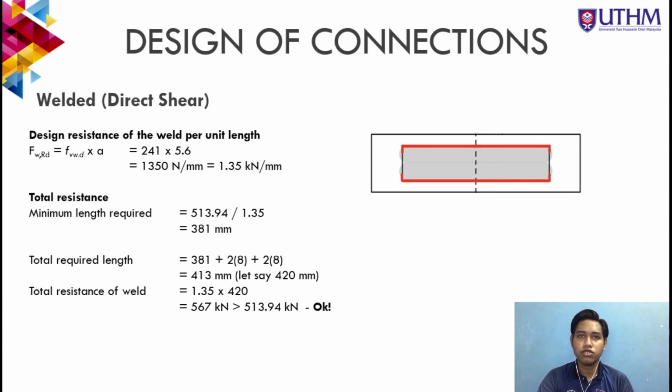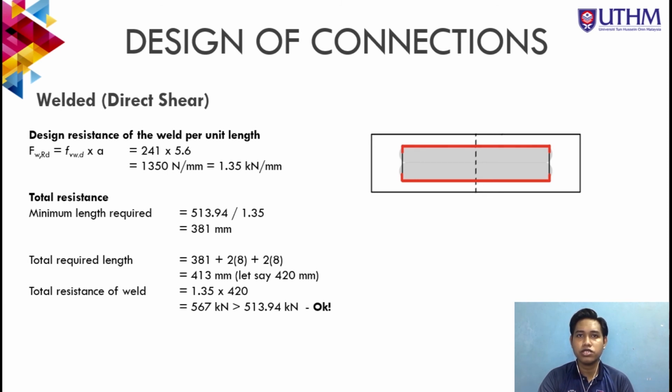Next, we need to find the total resistance. First, to find the total resistance, we need to find the minimum length required, and we got the minimum length required equal to 381 mm, and the total required length equal to 413 mm, and we assume that the total required length equal to 420 mm.